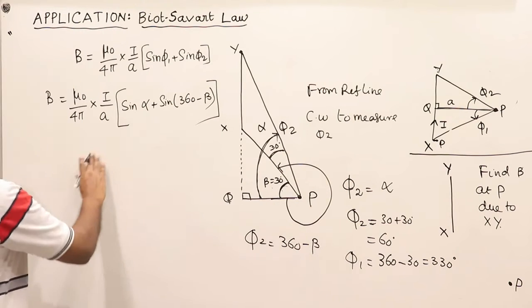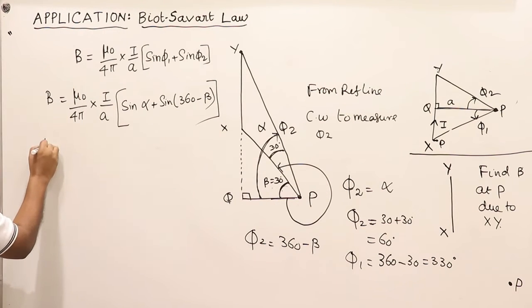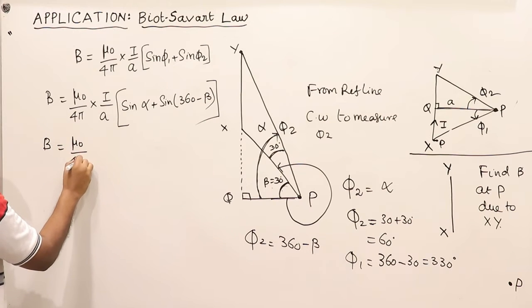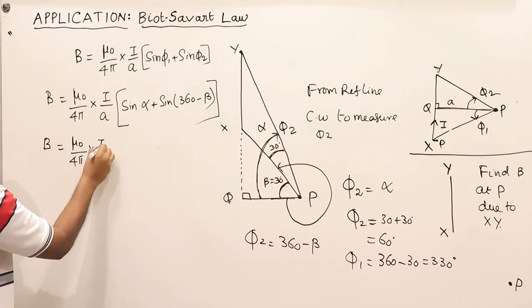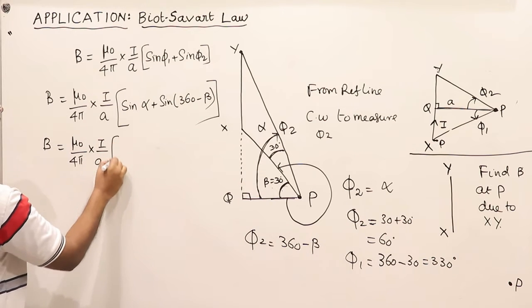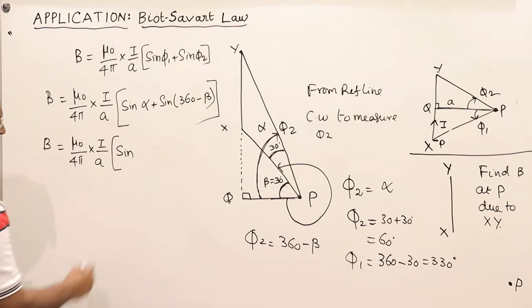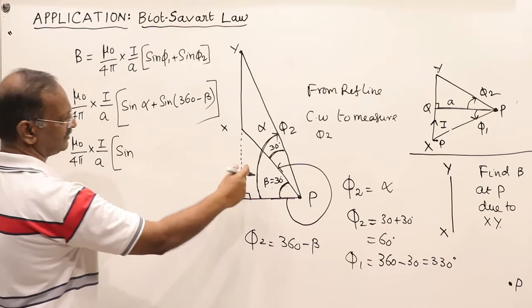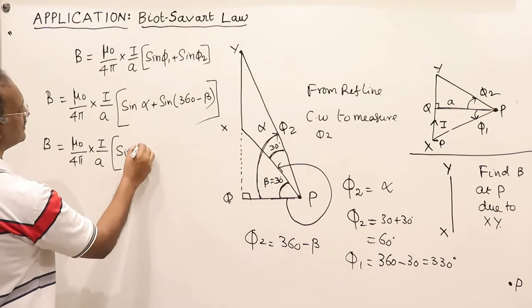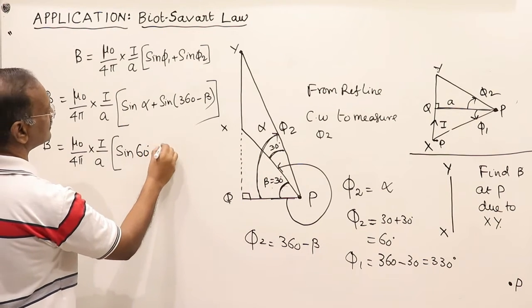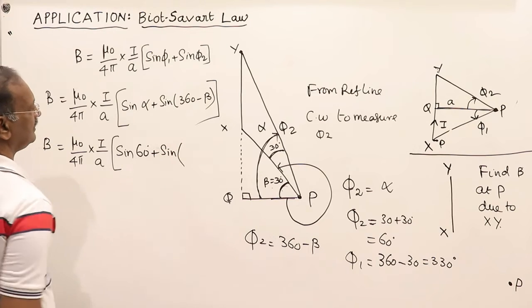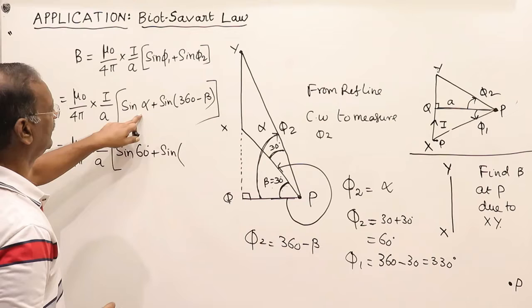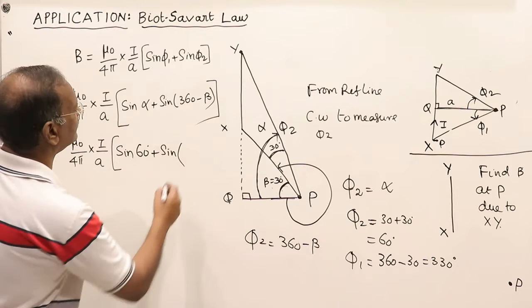So in this case the magnetic field is equal to mu naught by 4 pi into I divided by A into sine of alpha, which is 60 degree, plus sine of 360 minus beta, that is 330 degree. This is phi 2 and this is phi 1.